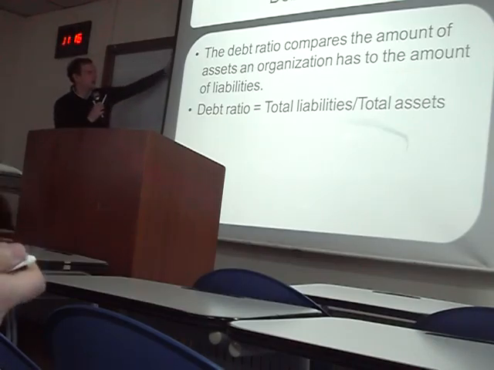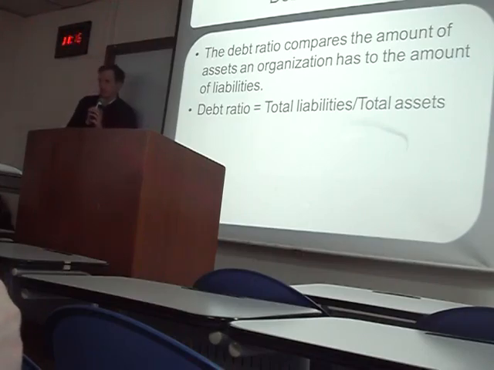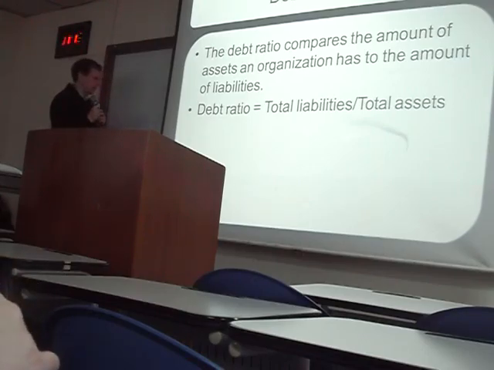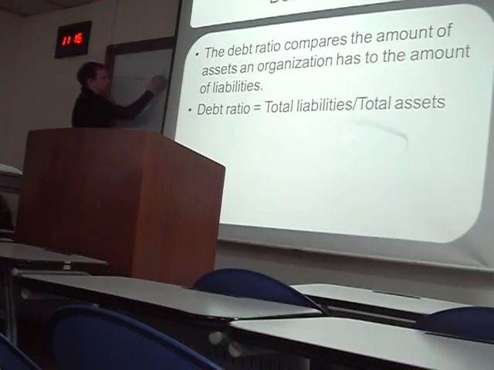Basically, we want to see how much debt we have, as a percentage. So let's say we have a company with assets, liabilities, and equity. If we have assets of 100 million, liabilities of 90 million, and equity of 10 million, then does our company have a high debt ratio or a low debt ratio?